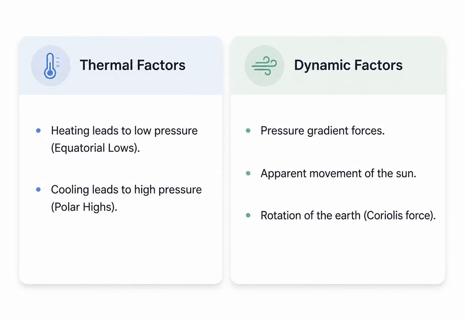To summarize what we've seen so far, pressure systems are controlled by two main categories of factors. First are thermal factors, which are directly related to temperature. Intense heating causes air to rise, creating thermal lows, like the equatorial belt. Extreme cooling causes air to sink, creating thermal highs, like the polar belts. Second are dynamic factors. These involve the physical movement of the Earth and air, including pressure gradient forces, the seasonal shifting of the sun, and the rotation of the Earth, which generates the Coriolis force.